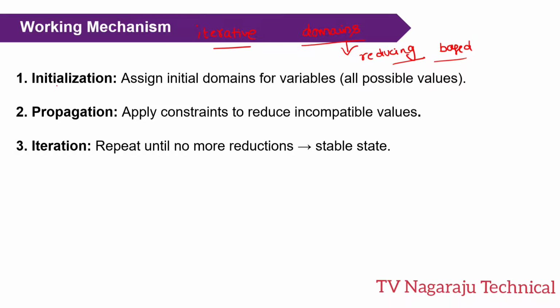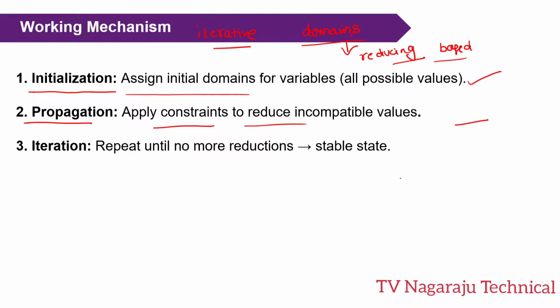Now understand the same thing explained step by step. First, initialization means begin with all the initial domains, for all the variables. That means initially a variable can take any value without any condition. Once the initialization is completed, move to propagation. Propagation means step by step we apply constraints to reduce the domains of the variables. That means we are examining how one variable's value affects the other variable based on the condition.